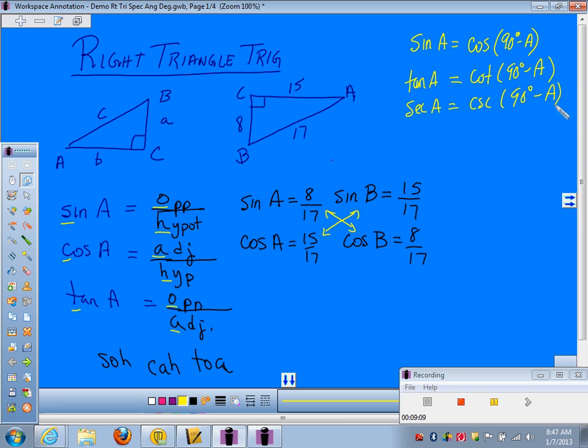Okay, that little relationship, they shortcut it. They call them complementary functions, but they'll shorten it up. The instructions in your assignment will say use cofunctions. Cofunctions are complementary functions. So if you see that in instructions, use a cofunction, they mean use the complementary function.